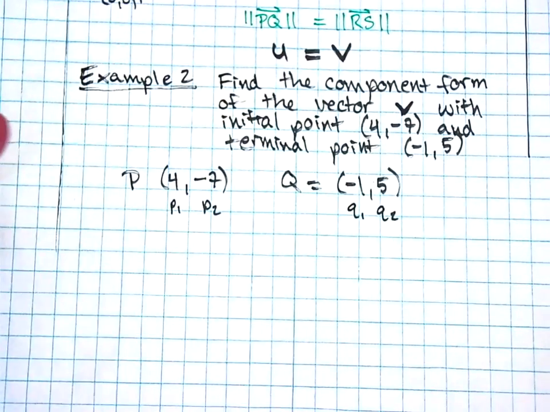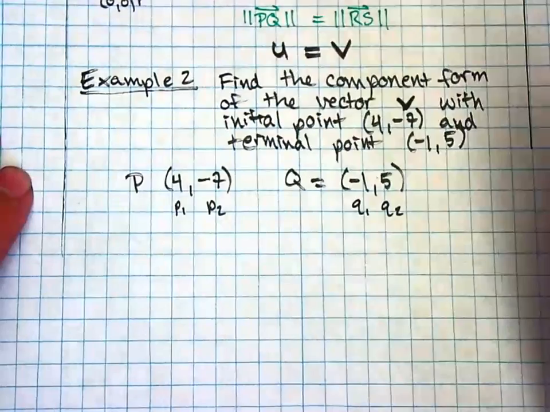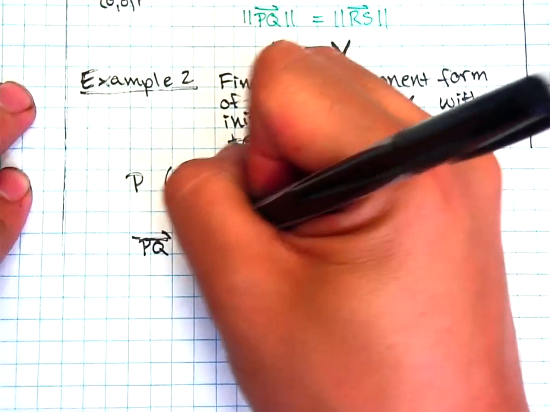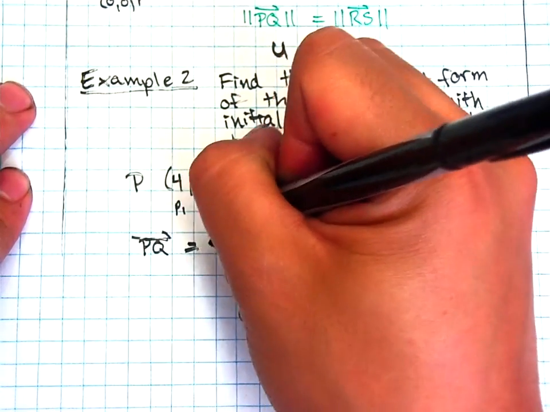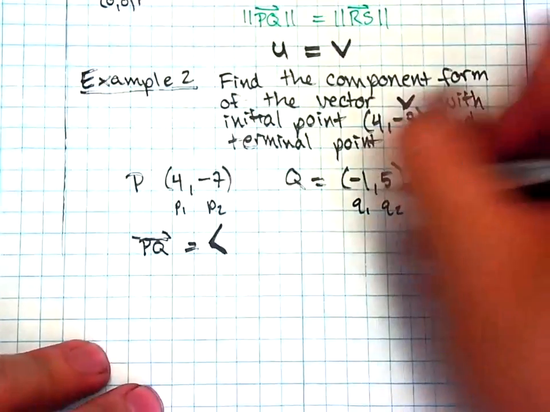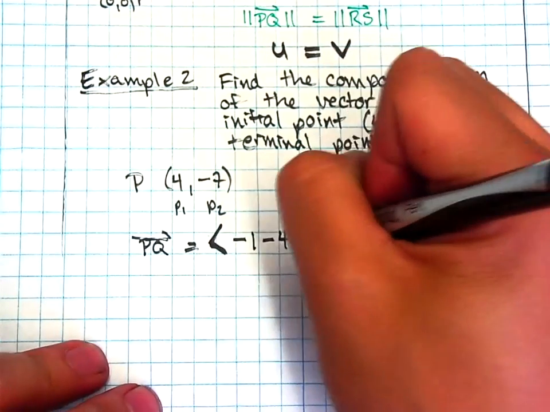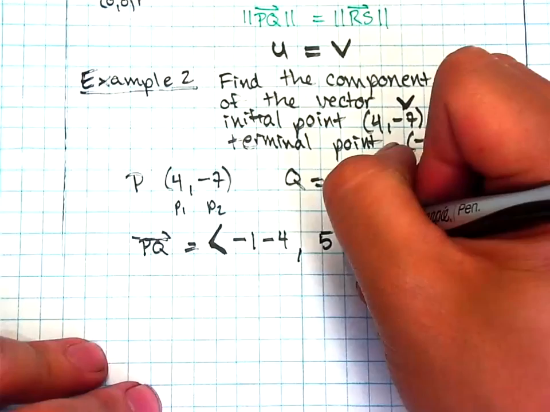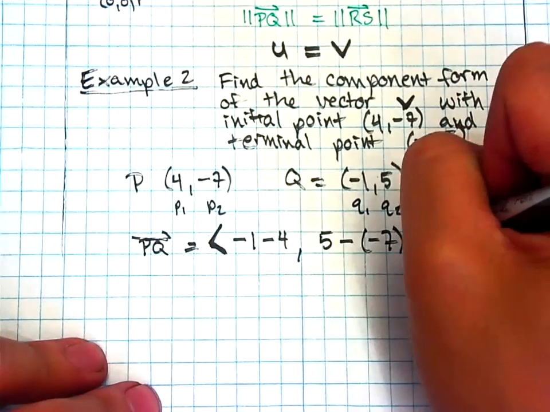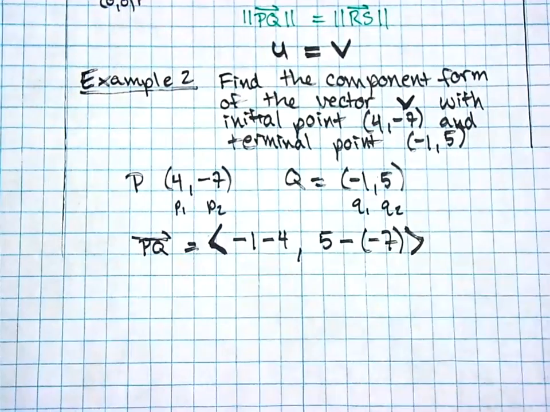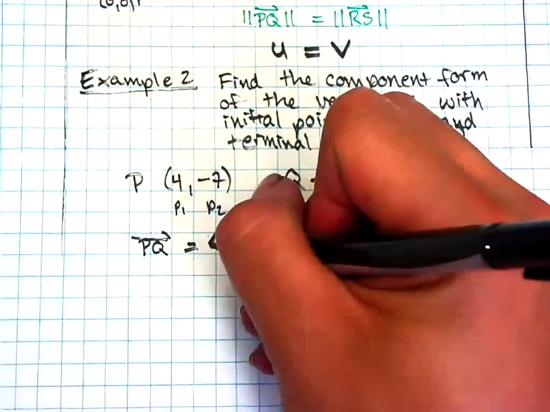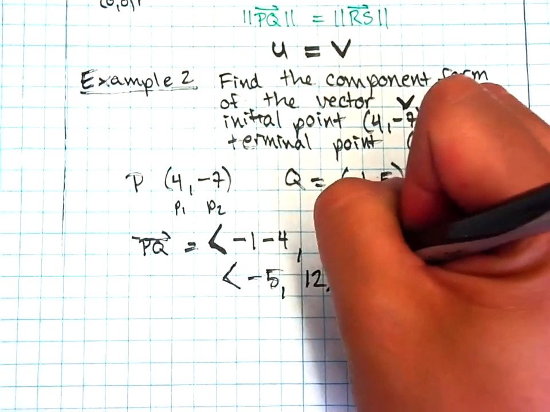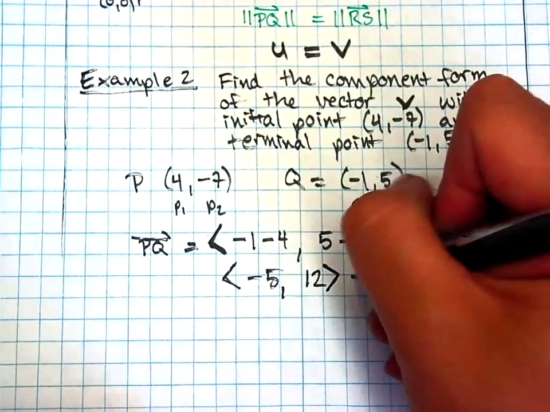And now we're going to find the component form of this vector using this. So PQ, make sure to have this notation. This is to show the component form. Q1 is -1, minus 4, comma, Q2, 5, minus P2. So the component form will be found after we simplify this. So here we go, -5 and +12. And that is going to be the component form for my vector v.